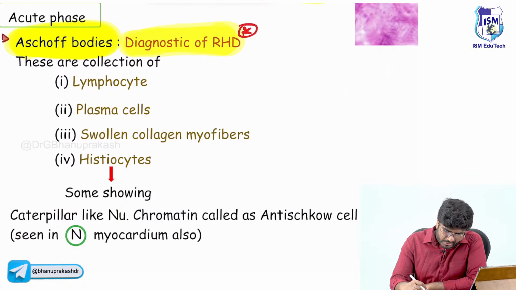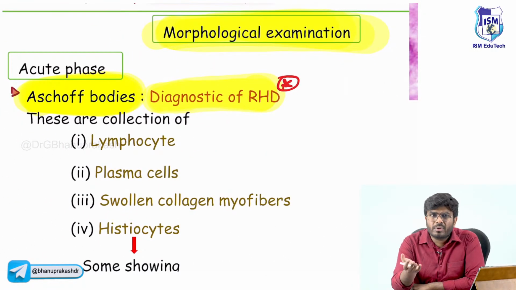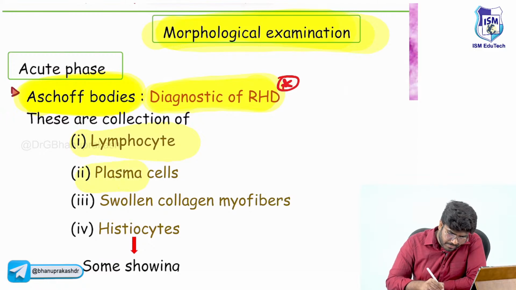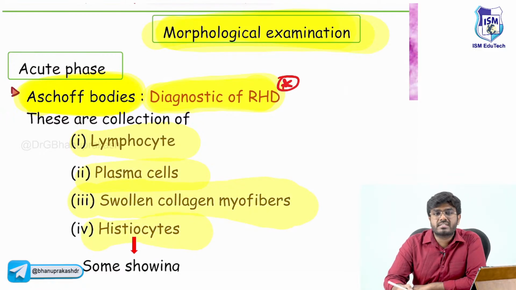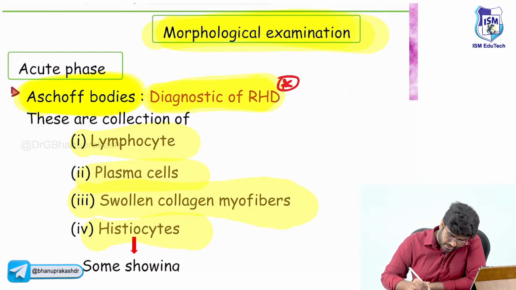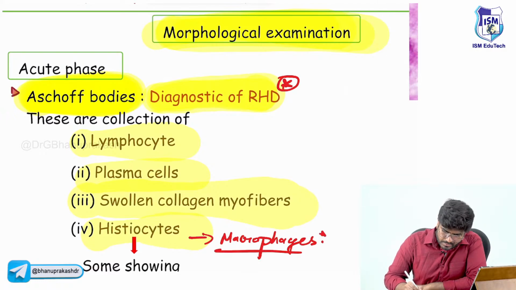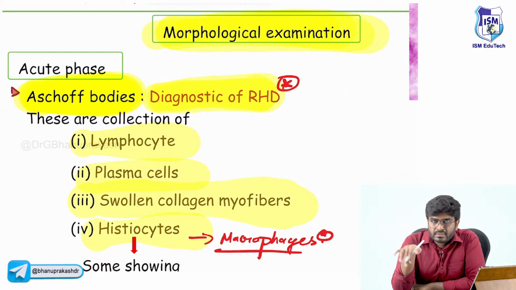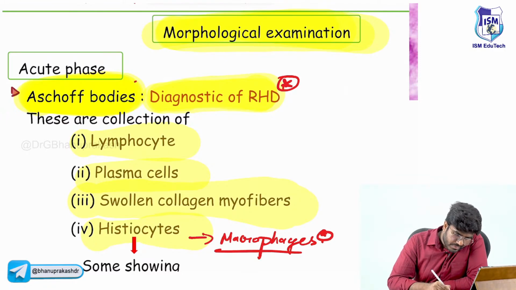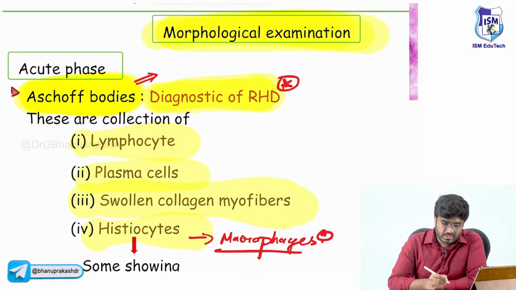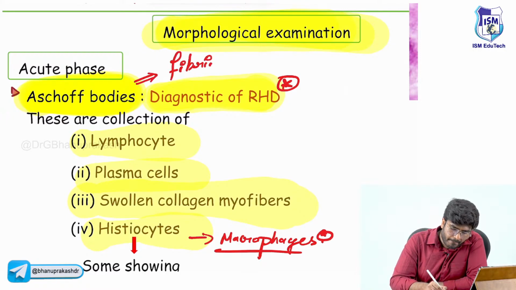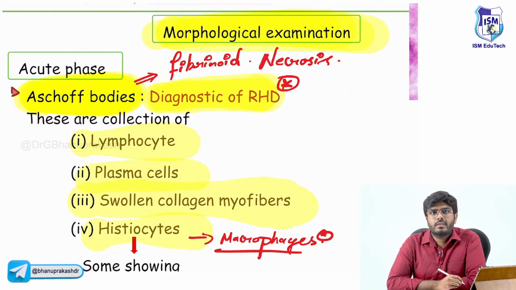So what exactly are these Aschoff bodies? The Aschoff bodies are nothing but granulomas. It's a collection of what? It's a collection of lymphocytes, plasma cells, swollen collagen fibers, and histiocytes. Histiocytes are nothing but the macrophages, right? So the area of the Aschoff body is nothing but a granuloma. They will ask you in your exam, in the area of Aschoff bodies, which type of necrosis is there? Fibrinoid necrosis. Again MCQ, a very important MCQ. Aschoff bodies are pathognomonic for rheumatic heart disease.